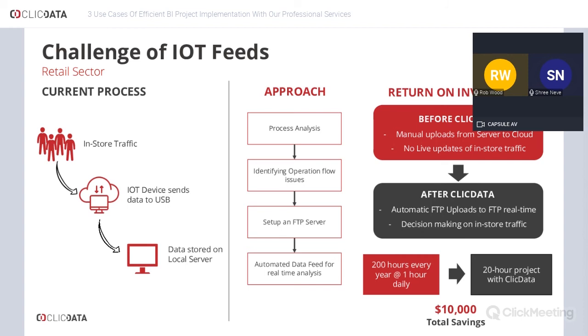And have the data from IoT sent straight to that FTP server, which could now feed back to Click Data. And thus, the client can have some sort of real-time analytics on top of this. Similar to the first problem, this client was spending an hour every day. A 20-hour project with Click Data helped them streamline and automate the whole process. So they ended up saving 10,000 again in the first year itself.